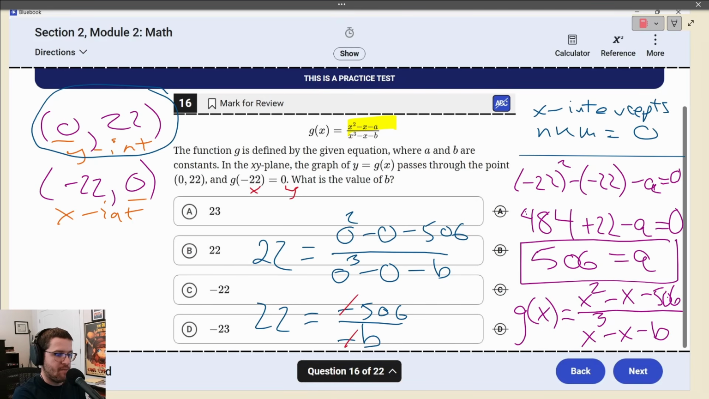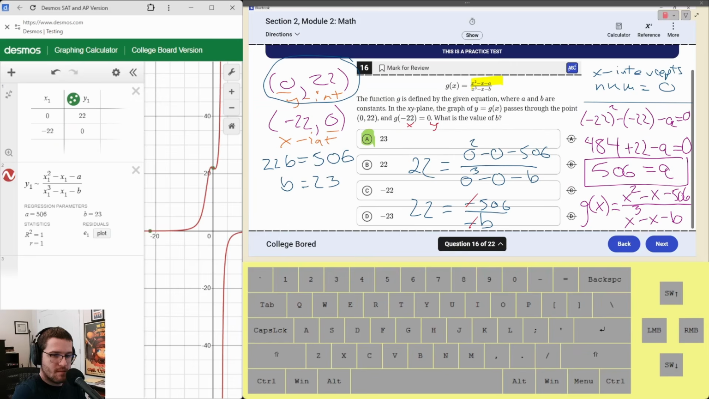And now I can multiply both sides by b, and I get 22b equals 506. And we divide both sides by 22. And we get b is equal to 23, which is choice A, that's the answer. We can actually do this one entirely on Desmos as well, which is way easier. So let's go do that.